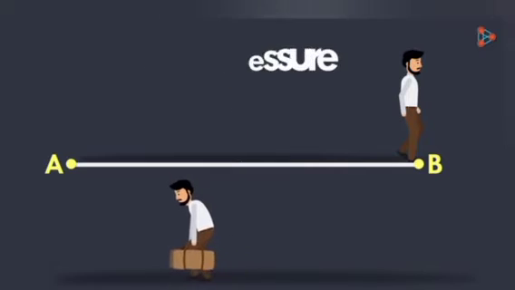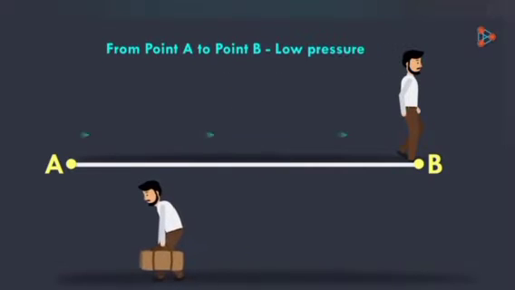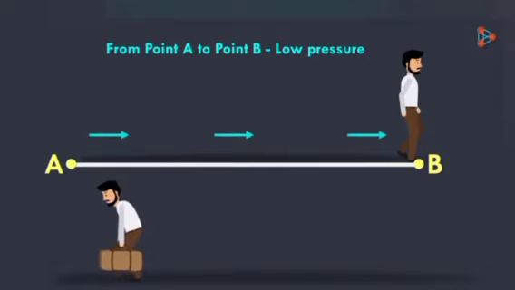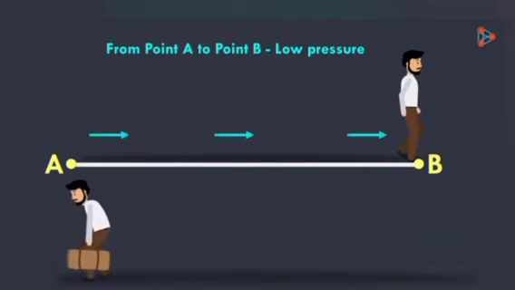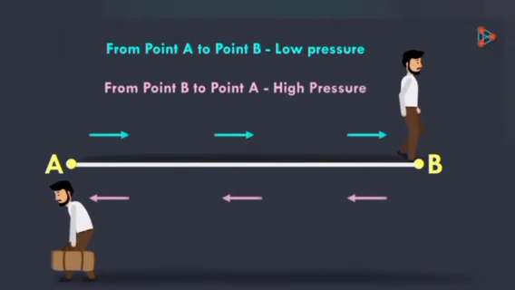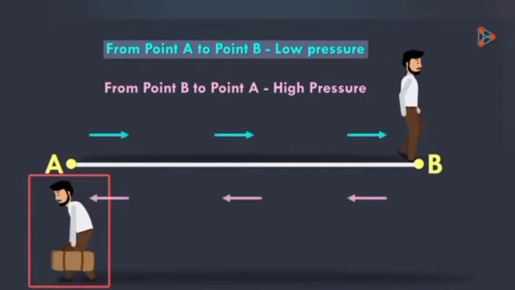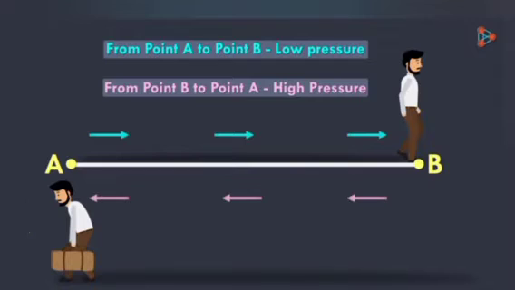Practically, from point A to B, there is low pressure compared to point B to A, where he is carrying a bag. This is because of additional weight from point B to A. This costs him a reduction of speed to increase the body potential to carry more weight.